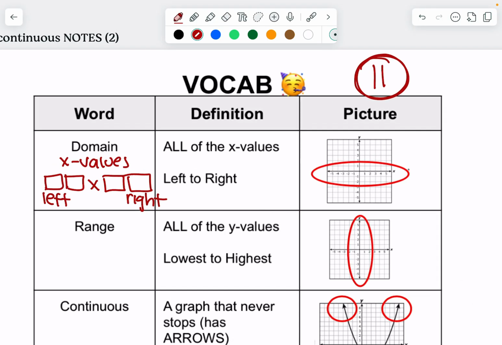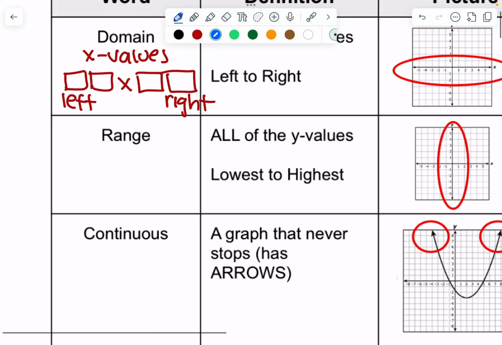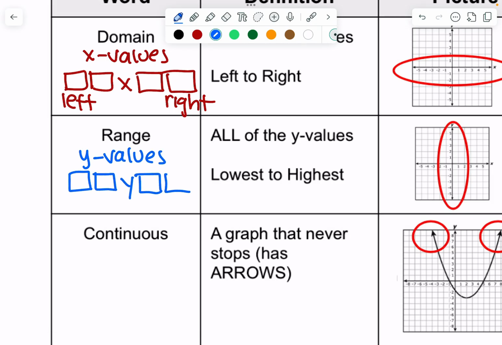Now, range, on the other hand: if domain is X, range is Y values. And it's going to be box, box, Y, box, box, lowest to highest.